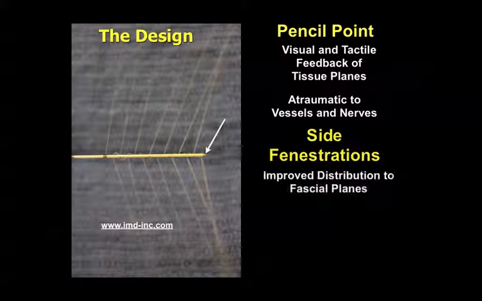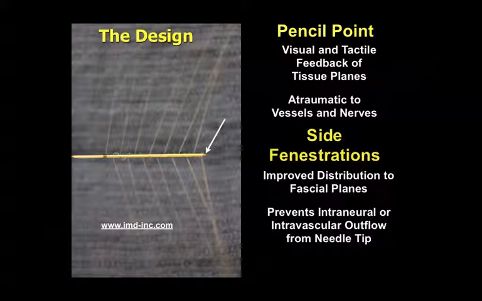The side fenestrations, as we mentioned earlier, provide improved distribution of local anesthetic into fascial planes. And the design with side fenestrations and a pencil point prevents intraneural or intravascular outflow of local anesthetic from the needle tip. There are three design options available for this needle: a 1 centimeter segment of fenestrations, a 2 centimeter segment, and a 3 centimeter segment. In this particular video, we'll be using the 1 centimeter segment of fenestrations for the femoral nerve block.